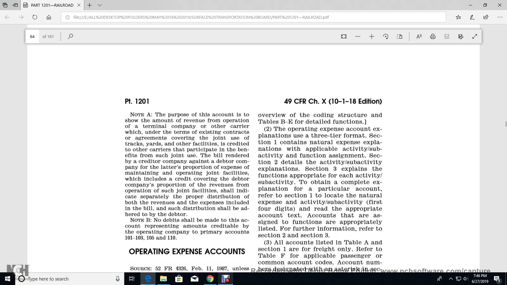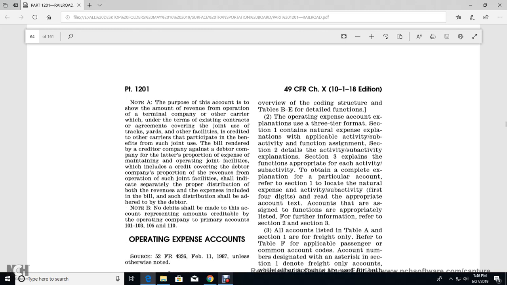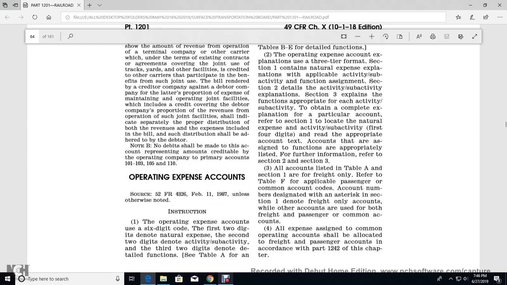Read the appropriate account, the text of the account, their assigned functions appropriately listed. For further information refer to section 2 and 3. All accounts labeled in Table 1A, Table A, and sections 1 and 3 only, refer to Table F for the applicable passenger common account codes. Accounting numbers designated with the asterisk in section 1 denote freight only accounts. The other accounts are used in both freight and passenger common accounts.